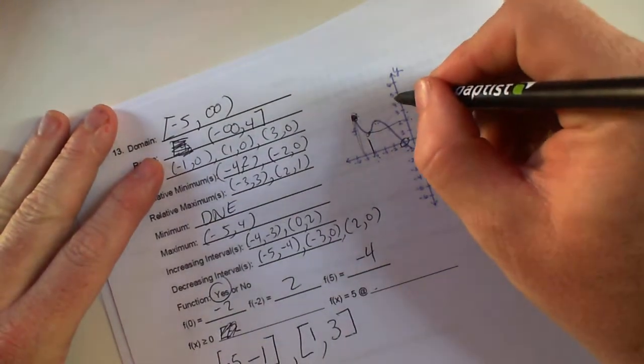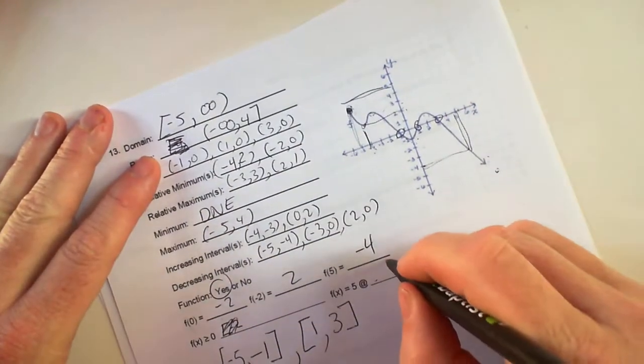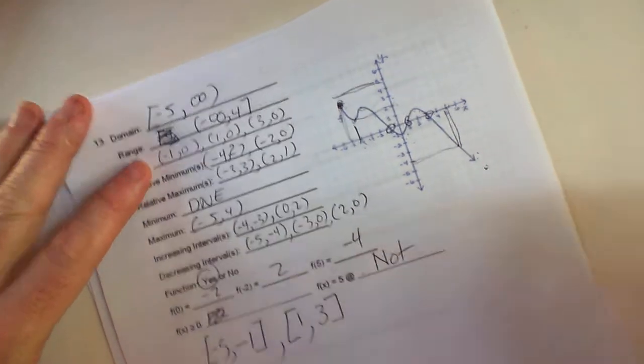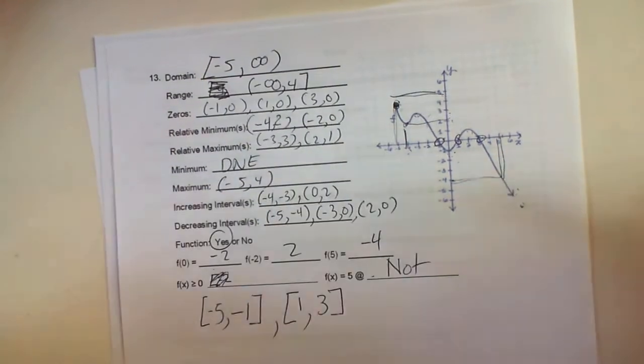Finally, where is f of x equal to 5? It's not equal to 5 anywhere. 5 is outside of our range.